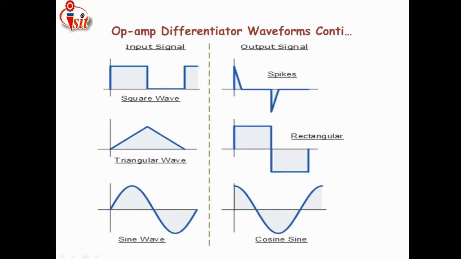These are some waveforms related to the op-amp differentiator as an input-output proportionality. Just see here, given that the input is a square wave, whatever output we are getting is nothing but spikes. If we give the input as a triangular wave, we get a rectangular wave, this is the output of the differentiator. If we give a sine wave as an input to the differentiator, it will produce a cosine wave as output.